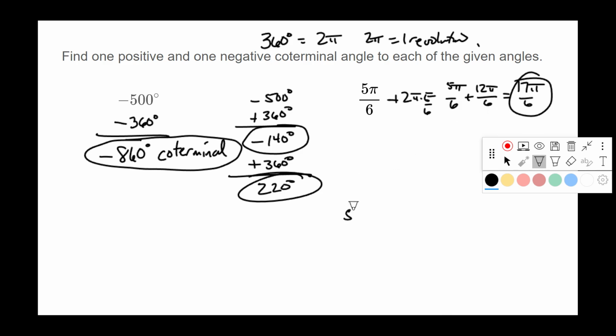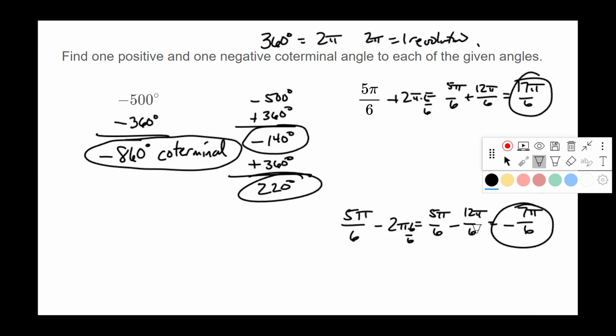Now, if I go back to 5 pi over 6 and I take away 2 pi, multiply top and bottom by 6, I need a common denominator. 5 pi over 6 minus 12 pi over 6 is negative 7 pi over 6. That's a coterminal angle that's negative to 5 pi over 6. Okay? That's all we're doing to find coterminal angles. We're adding or subtracting 360 or 2 pi from the angle that we started with.